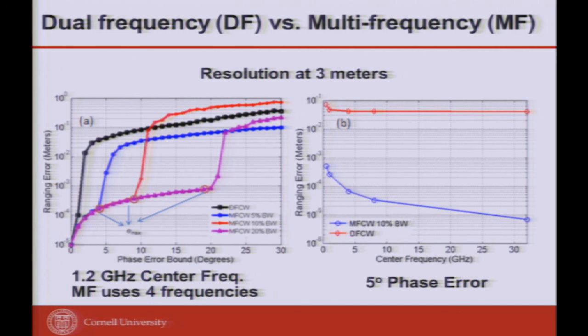But if you allow multiple frequencies, giving a relatively large bandwidth, then I can tolerate a lot more phase errors because it's an optimization process, right? So even if I have large phase errors, I can still do good ranging precision. So this is one surprising thing.